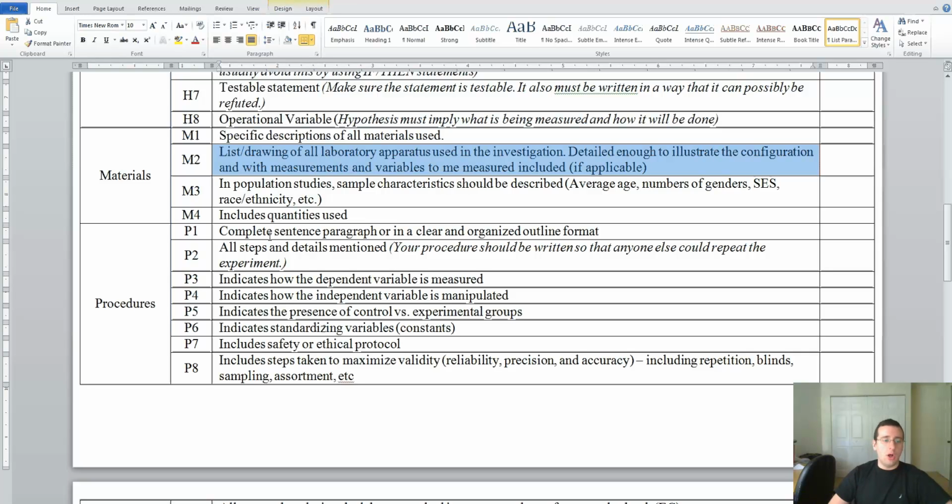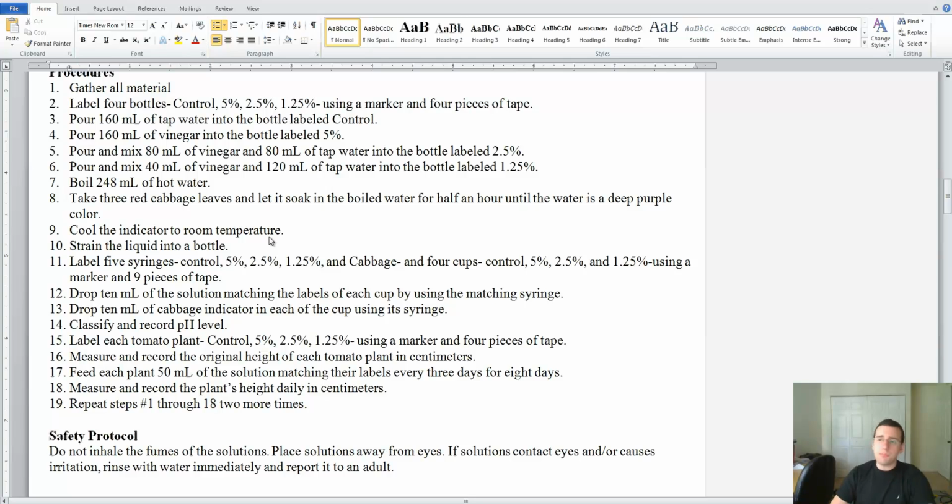Did she mention all the steps and details of her protocol? I think she did a pretty good job. I have a good idea of exactly what she did. I don't think it was perfect, but I think it was really good. So I would have given her this point.